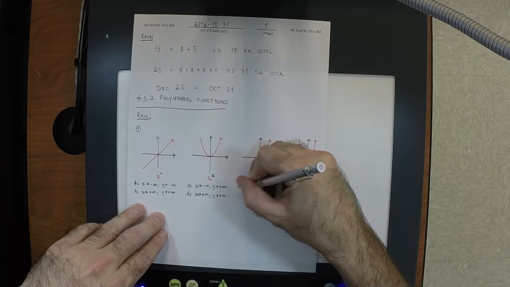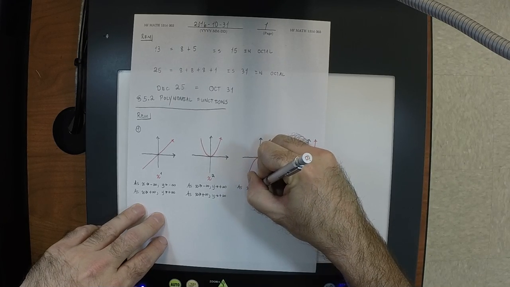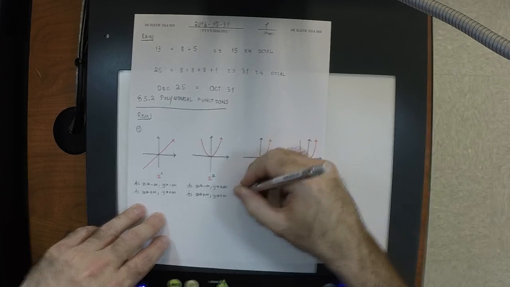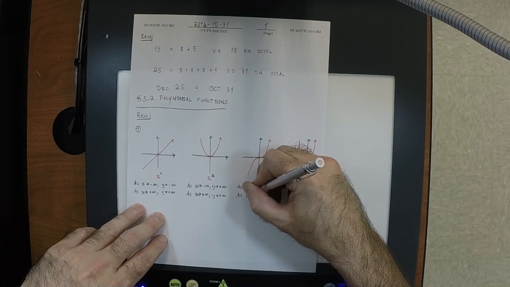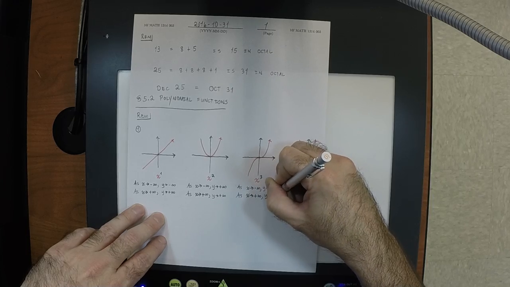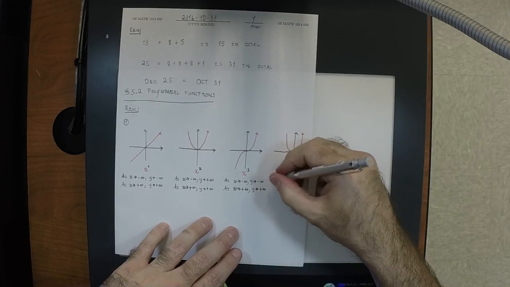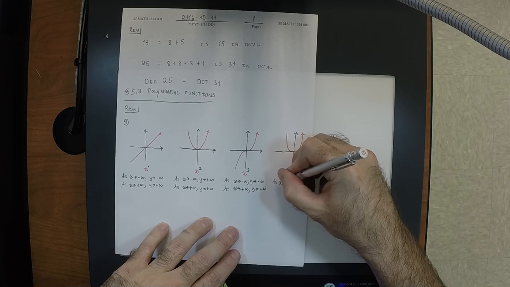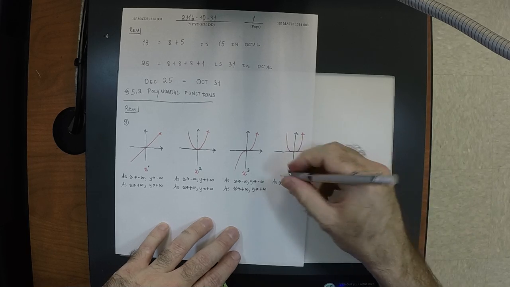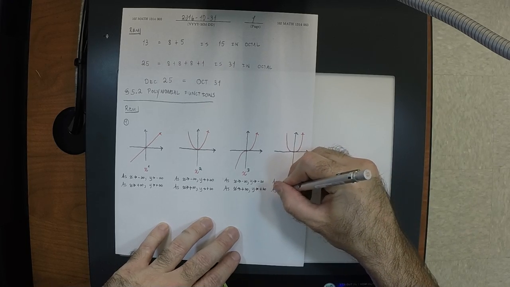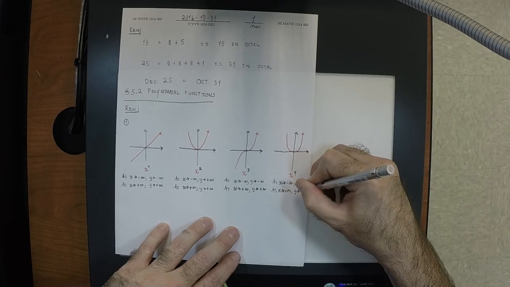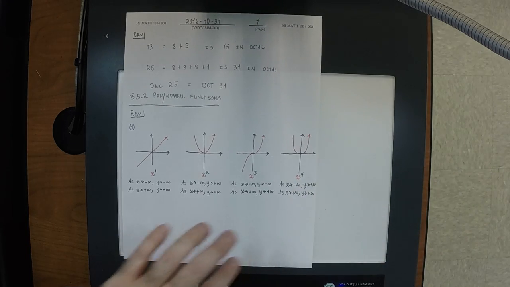So for this one, as x goes to the left, y goes down. As x goes to the right, y goes up. And for this one, as x goes to the left, y goes up. And as x goes to the right, y goes up. Okay.